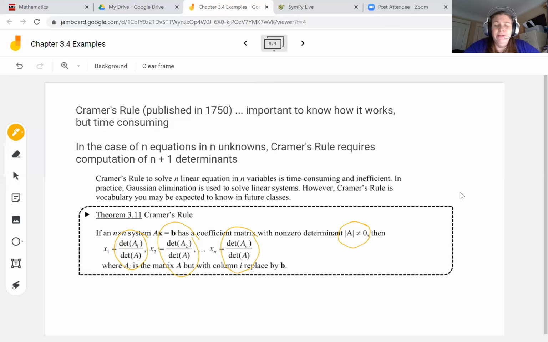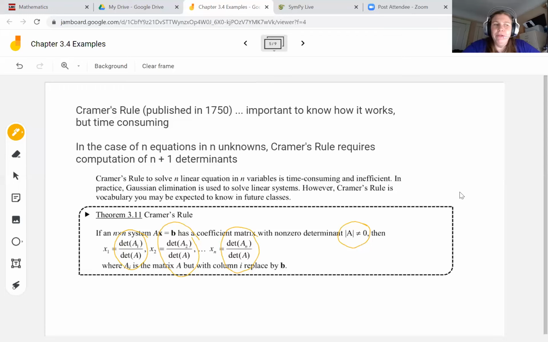has a coefficient matrix A with a nonzero determinant, so determinant of A is not 0, then x1 is found by taking the determinant of what we call A1 divided by the determinant of A. So this A1 is matrix A, but the first column is replaced with the solution vector B. Similarly, x2 is found by taking the determinant of A2 divided by the determinant of A, where this A2 is matrix A, but the second column is replaced by the solution vector B.